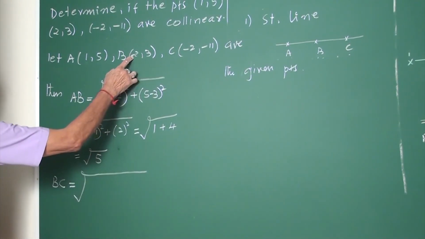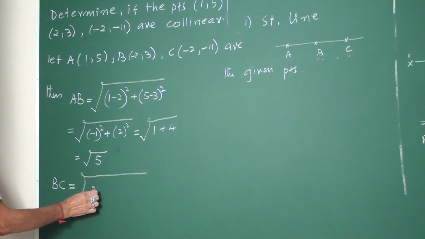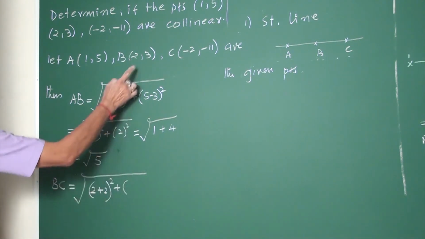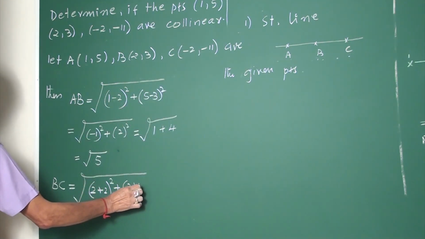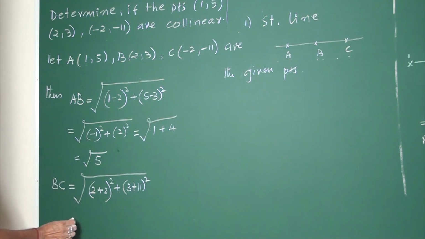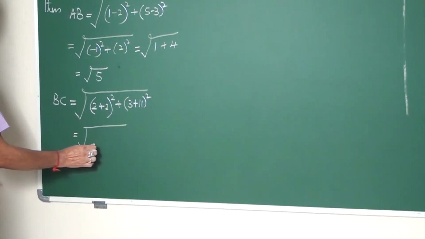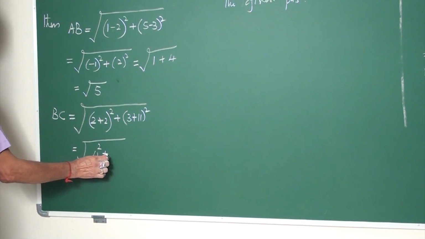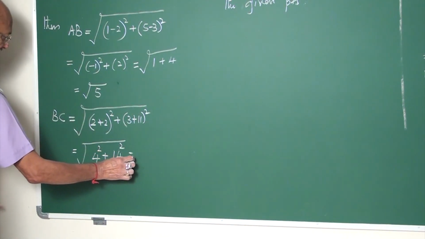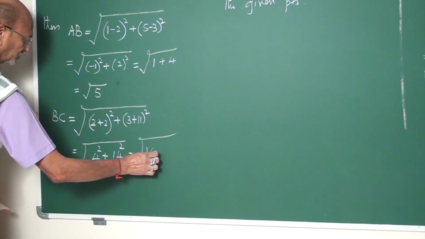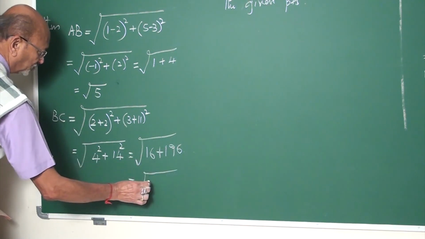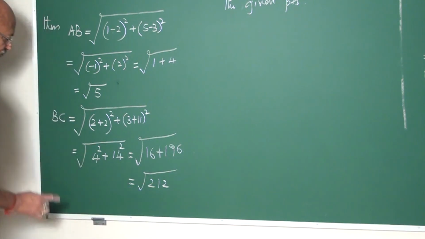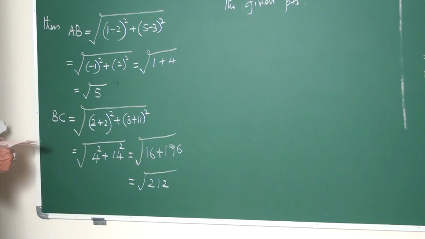BC is the square root of (2 minus of minus 2) the whole square plus (3 minus of minus 11) the whole square. That is 4 whole square plus 14 square. 4 square is 16, 14 square is 196. 196 plus 16 is 212. So the distance BC is root 212.